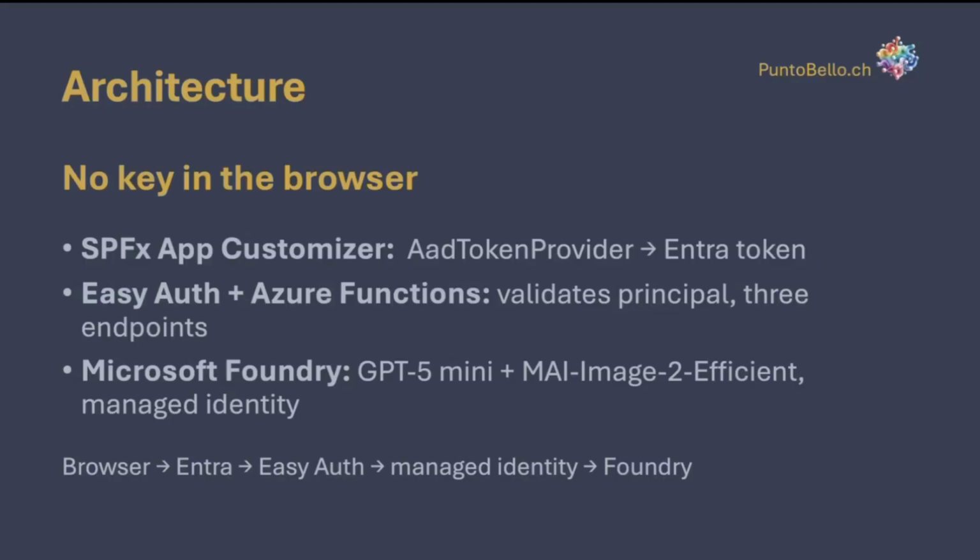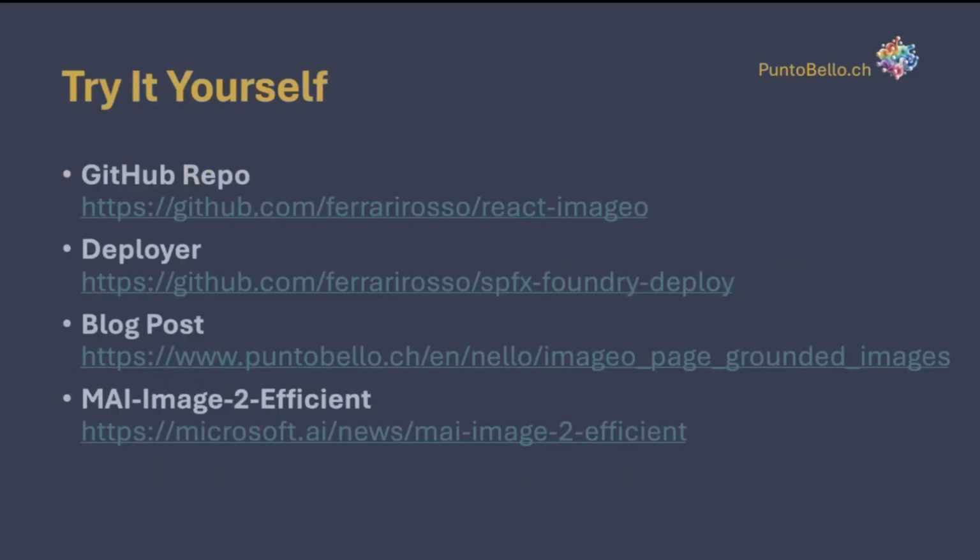And the whole chain has no shared secret in it, so the browser acquires the Entra token through the AAD token provider, the function validates the principal, and the call to Foundry uses a system-assigned managed identity. There is no function key in the browser bundle, and no model key in the deploy config. It's quite secure.